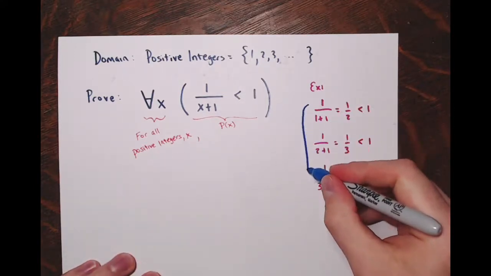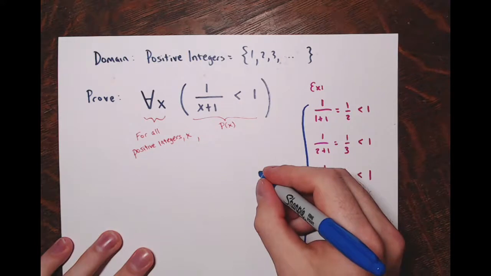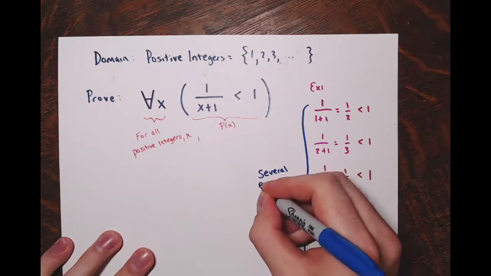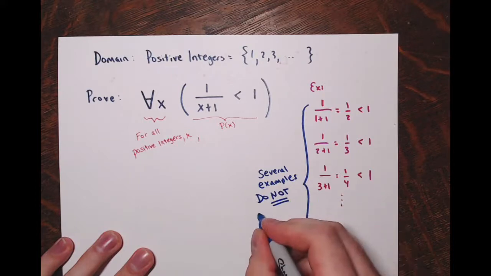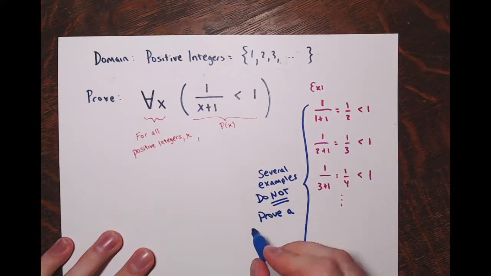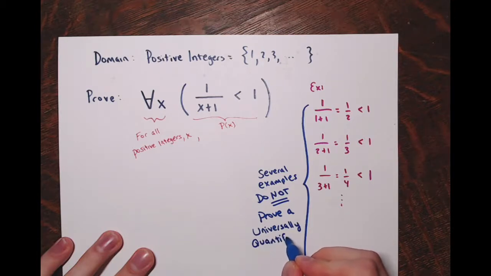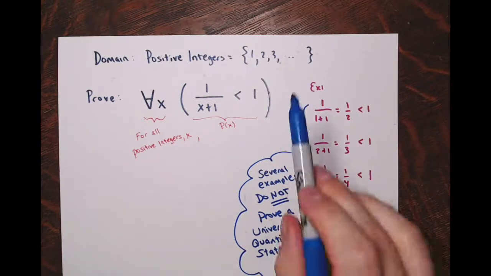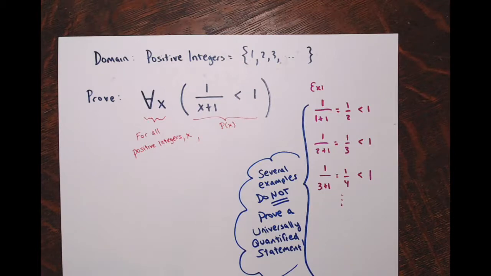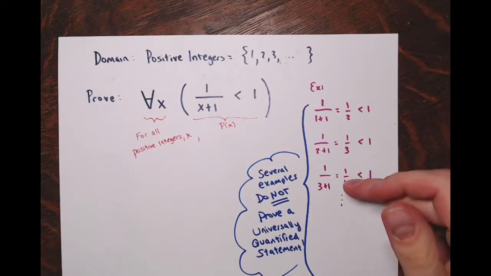I'll write that right now, and you're going to see again in chapter 2. Chapter 2 is all about proof writing, but we're going to see that several examples do not prove a universally quantified statement. And that's big. Just because I showed you that it works for 1, 2, and 3, that doesn't mean it's going to work for every positive integer, right? There are infinitely many other examples I could think of. So, what if it didn't work for a billion? You wouldn't see that for a while.